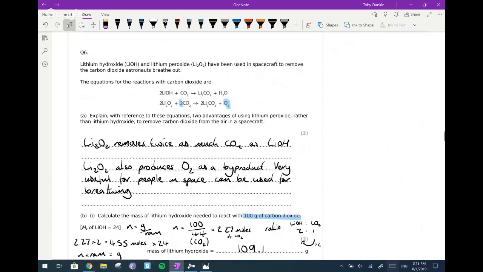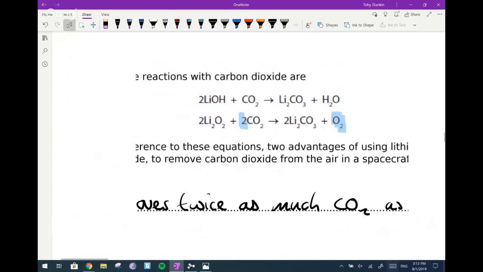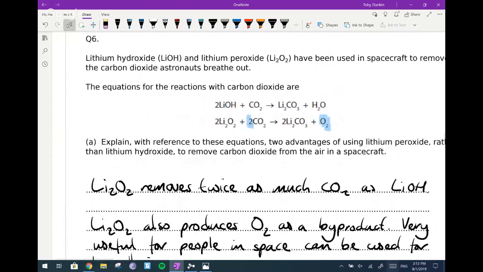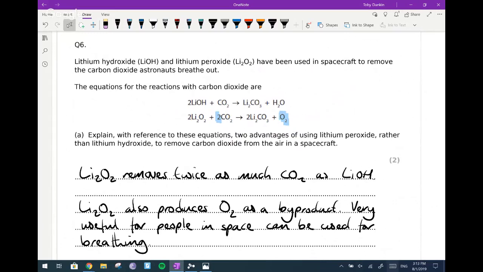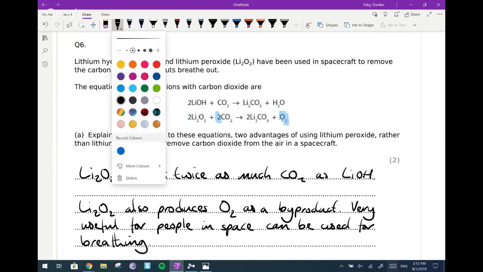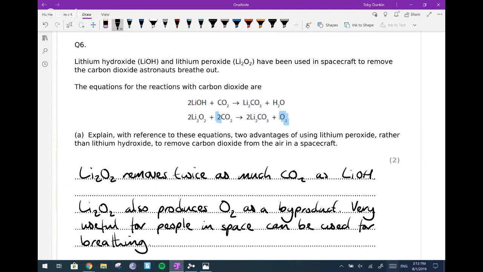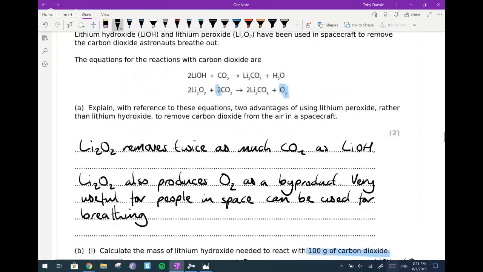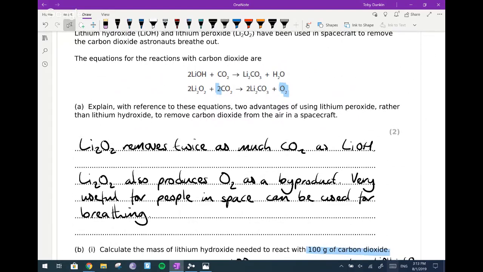Question number 6. Right, again, they've given you 2 equations. How mean? This is a bit of repetition that I'm starting to see, and I definitely need to focus on this in the lesson. Please ask me to go through a few in supervision sessions if you need them. So, explain with reference to the equations 2 advantages of using lithium peroxide rather than lithium hydroxide.